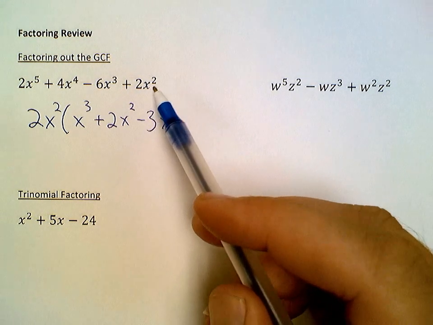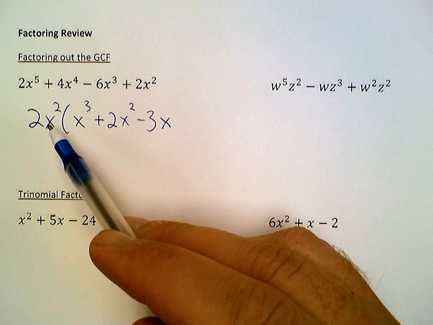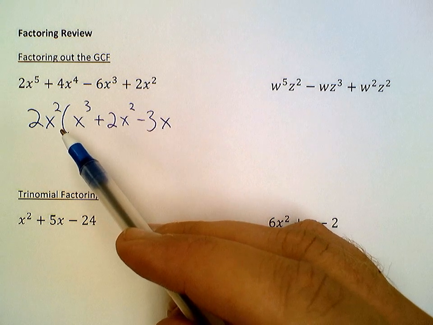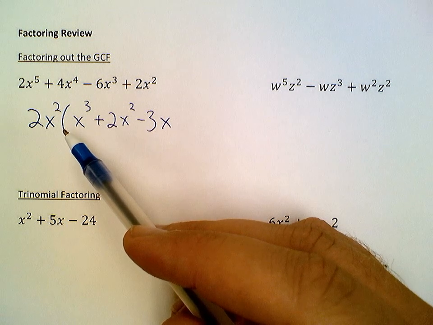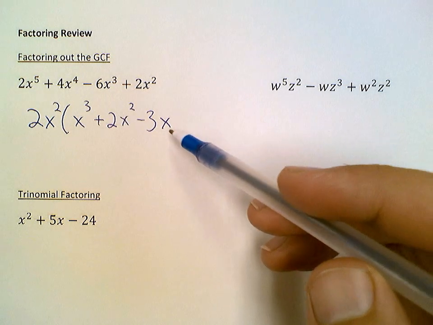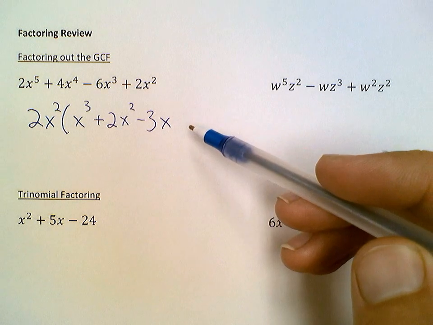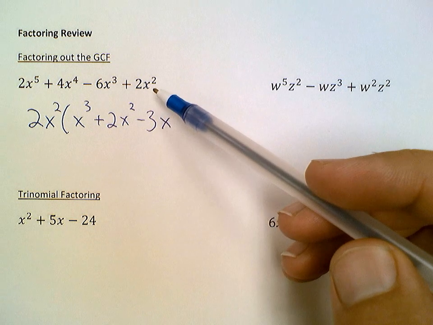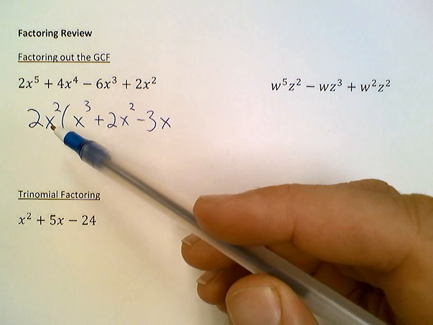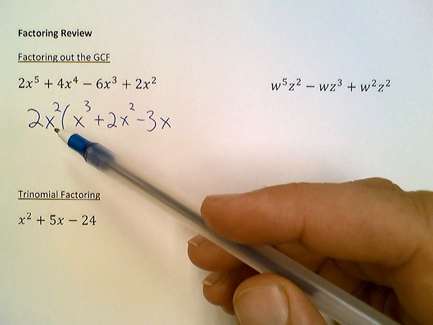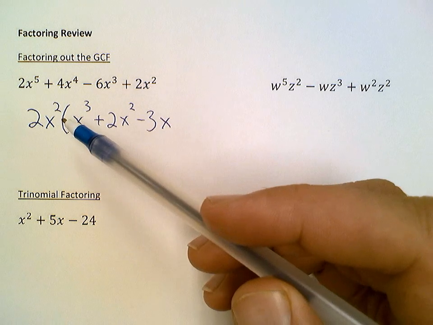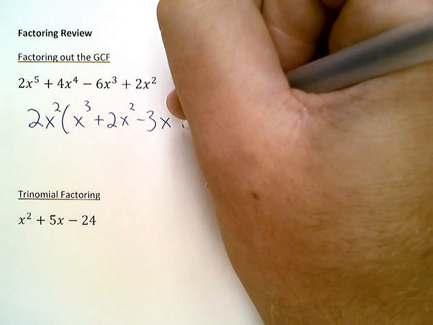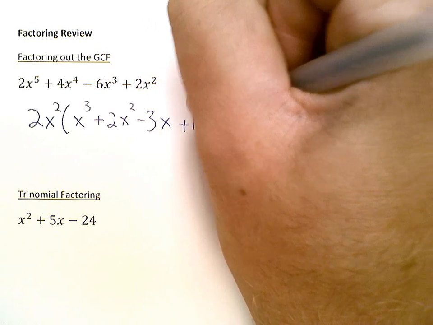Lastly, I got a 2x squared. That's exactly the term I took out. Now be careful, because the mistake I see a lot is students will just say, okay, well there's nothing left, so I'm just going to end the problem right there. But think of it like this. If I take 2x squared and divide it by 2x squared, there's actually not nothing left, there's a 1 left over. 2x squared divided by 2x squared is 1. So you have to have a plus 1 as a placeholder.